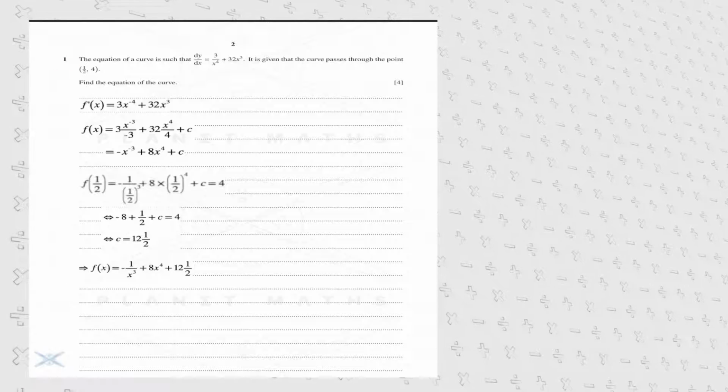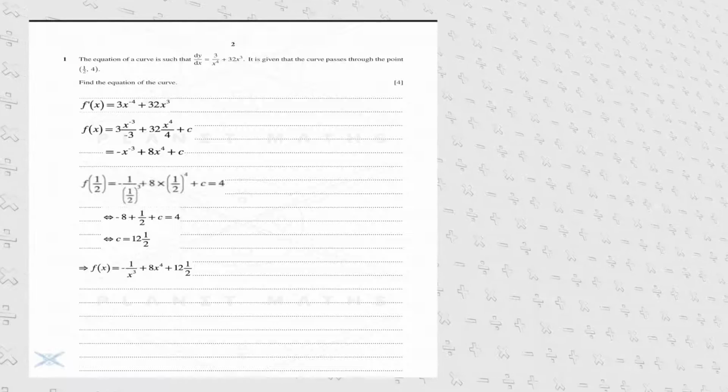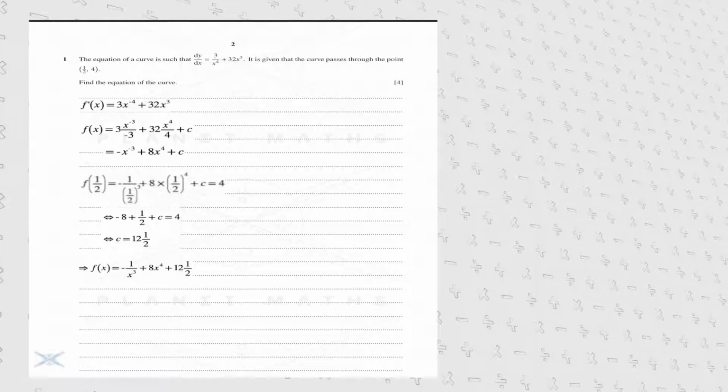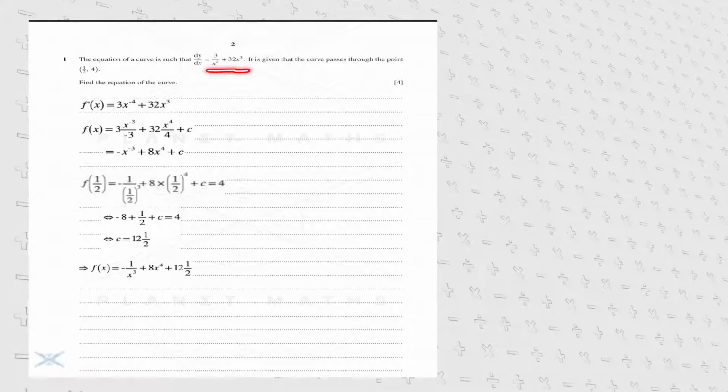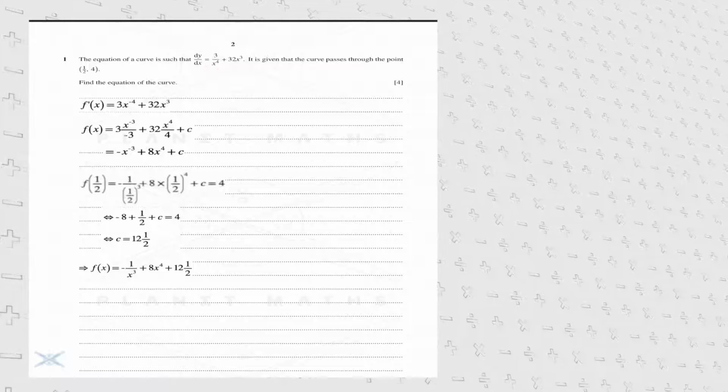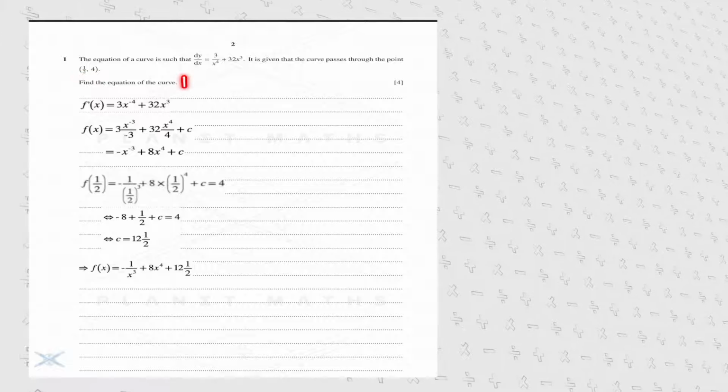In exercise 1 we are provided with the equation of a curve that is such that its first derivative is 3 over x to the power of 4 plus 32x cubed. It is furthermore given that the curve passes through the point (1/2, 4). We are supposed to find the equation of the curve.